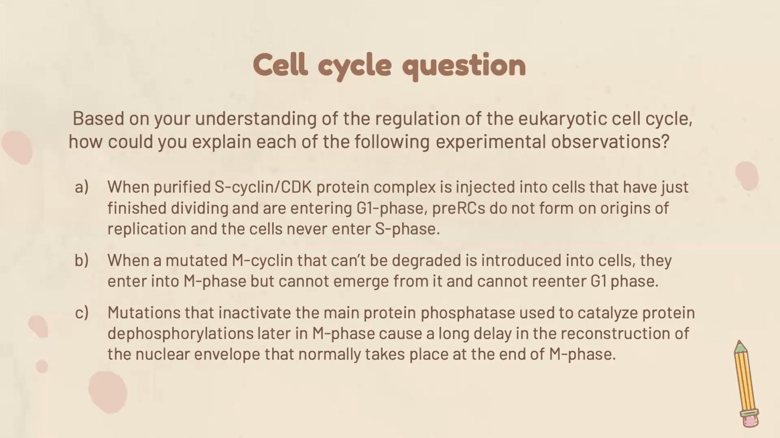All right. Based on your understanding of the regulation of the eukaryotic cell cycle, how could you explain each of the following experimental observations? The first one says, when purified S-cyclin CDK complex is injected into cells that have just finished dividing and are entering G1 phase, pre-RCs do not form on origins of replication, and the cells never enter S phase.